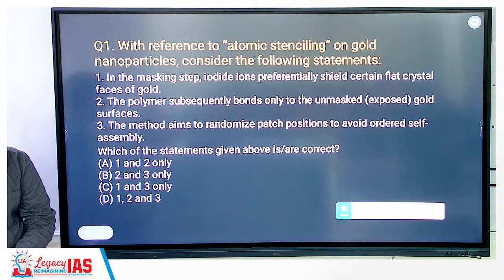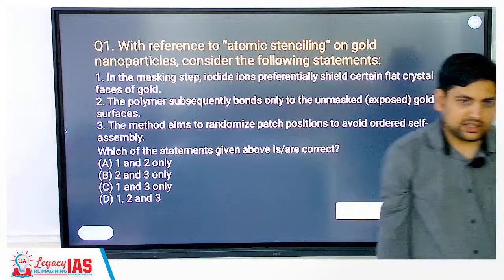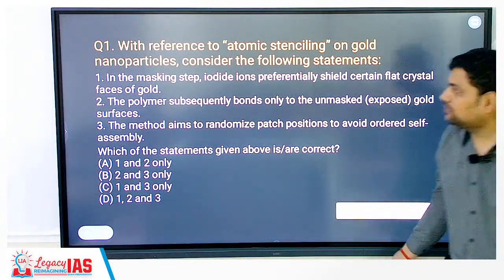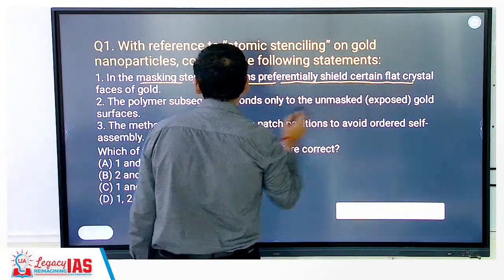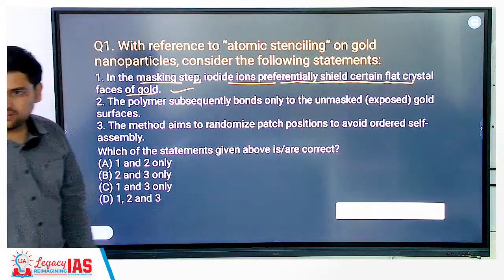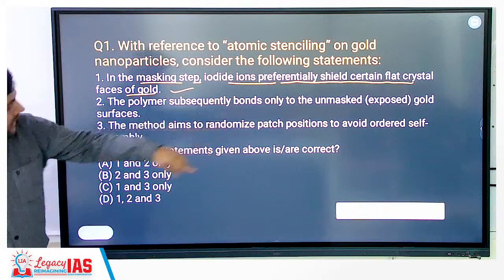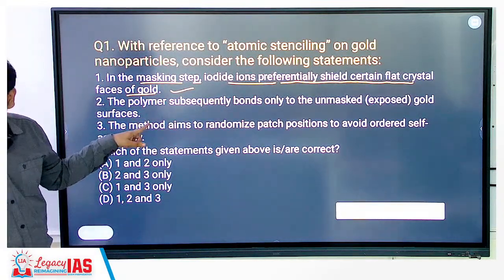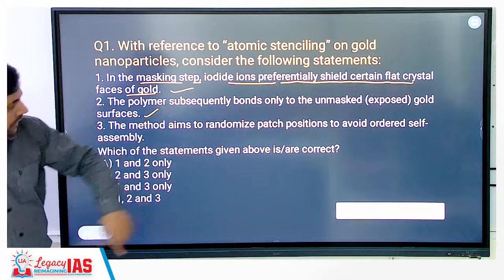What do you think? Which one is wrong? Is any statement wrong? No? Okay. Let's see. So first is, in the masking step, iodide ions preferentially shield certain flat crystal spaces of gold. Is that correct? This is what it does. What it does then: the polymer subsequently bonds only to unmasked or exposed gold surfaces. Yes, the polymer bonds only to the unmasked. This is correct.